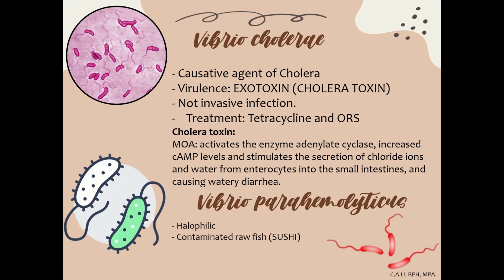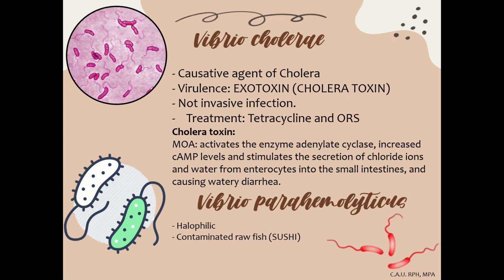It acts by triggering the enzyme adenylyl cyclase, which results in the increased secretion of chloride. As a golden rule, when there is salt, water follows. So since there is more chloride inside the intestine, the water will also be released into the intestine, resulting in watery diarrhea. Vibrio parahaemolyticus can be obtained by eating contaminated raw fish, like sushi.